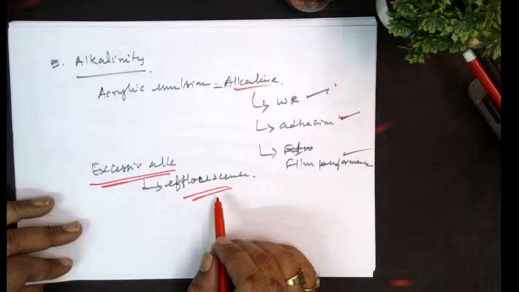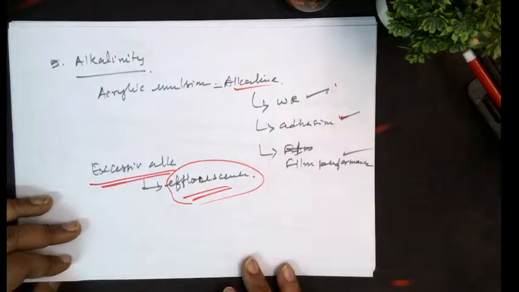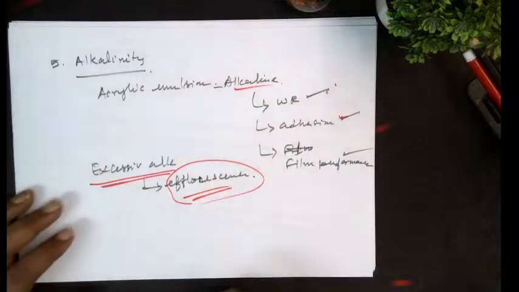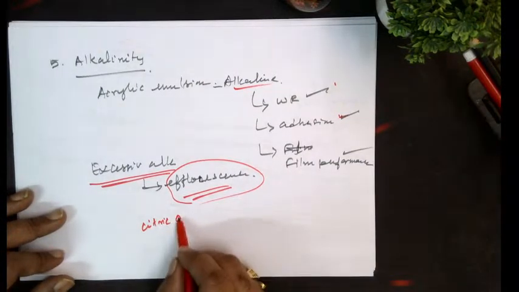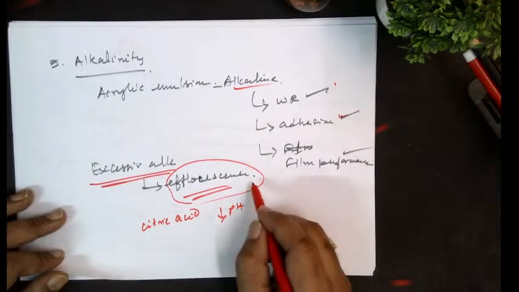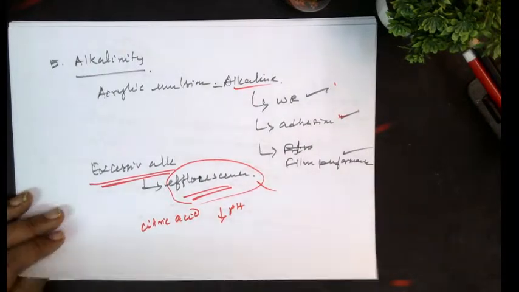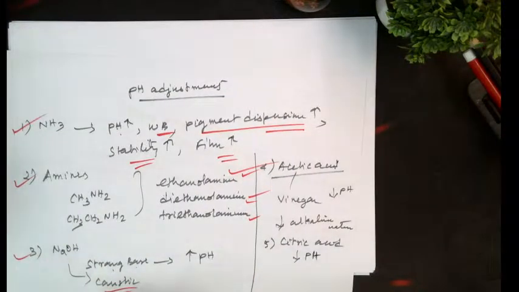In order to avoid or prevent such efflorescence, you can reduce it by adding citric acid or any organic acids, and thereby you can reduce the pH and remove this efflorescence. So as I already mentioned, pH is a very, very crucial factor in determining the quality of paint, especially acrylic emulsion paint.